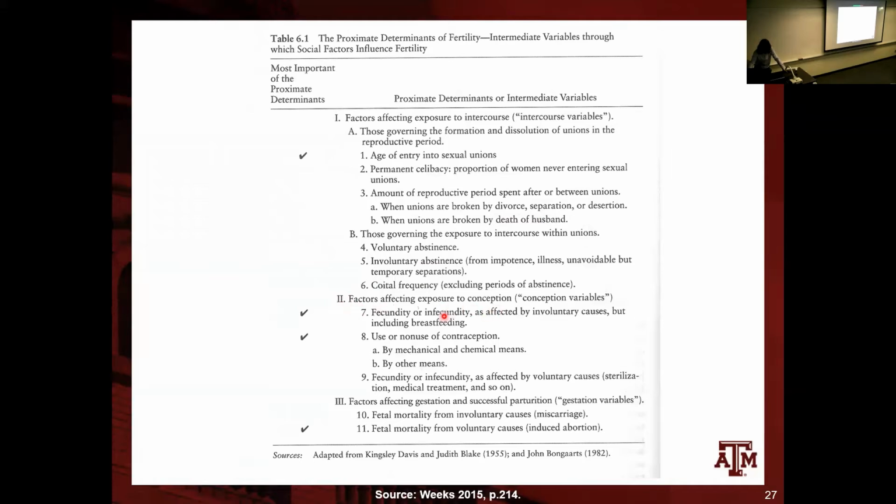And what about conception, fecundity or infecundity, as affected by involuntary causes, but including breastfeeding? Because I mentioned when women are breastfeeding their babies, the chances of getting pregnant are also really, really low. Use or non-use of contraception by mechanical and chemical means or by other means, more modern contraception or more traditional contraception.